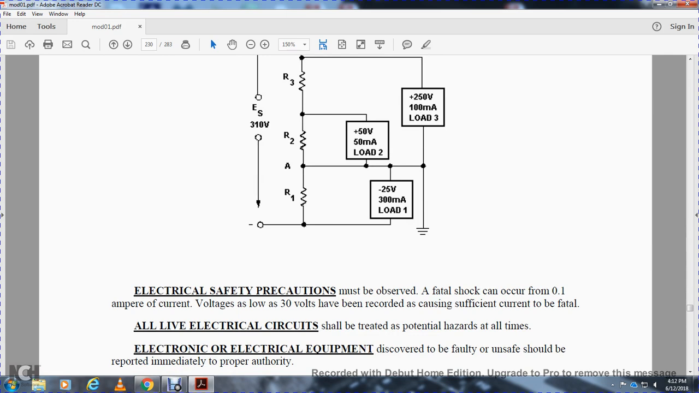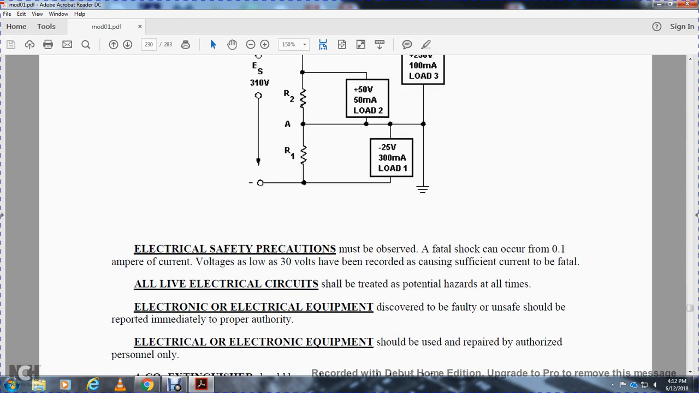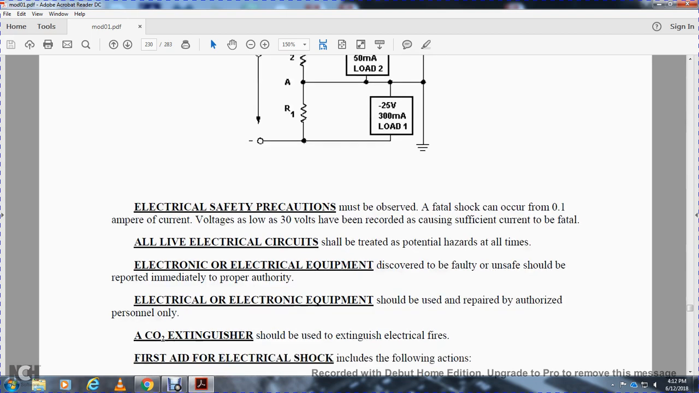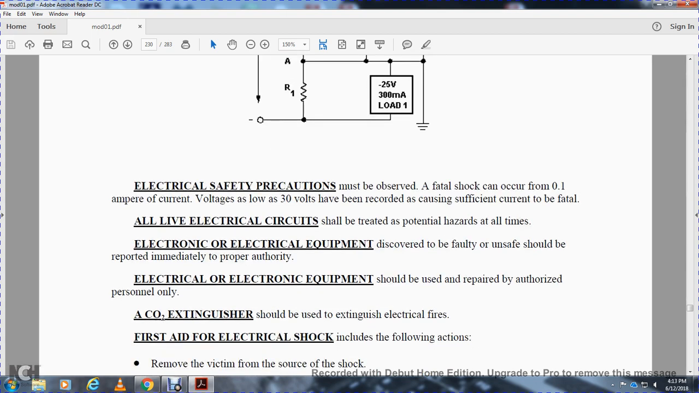Electrical safety precautions must be observed. A fatal shock can result from a current of one tenth of an ampere; voltages as low as 30 volts have been recorded to cause sufficient current to be fatal. All live electrical circuits should be treated as potential hazards. At all times, any fault or unsafe condition in electrical or electronic equipment discovered should be reported immediately to proper authority. Electrical and electronic equipment should be repaired only by authorized personnel.